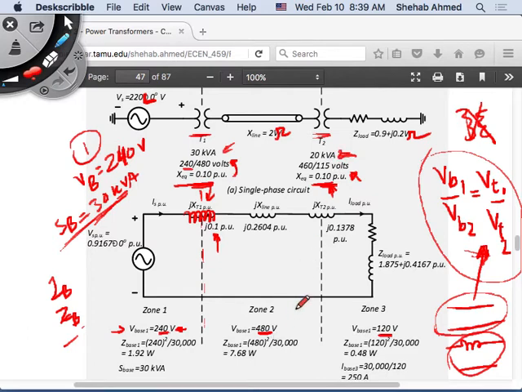So how can I eliminate this transformer? We said I can eliminate it if I choose my ratio of the voltage bases so that 480 to some V base in zone 3 is equal to 460 over 115. So what is that? 480 times 115 divided by 460.